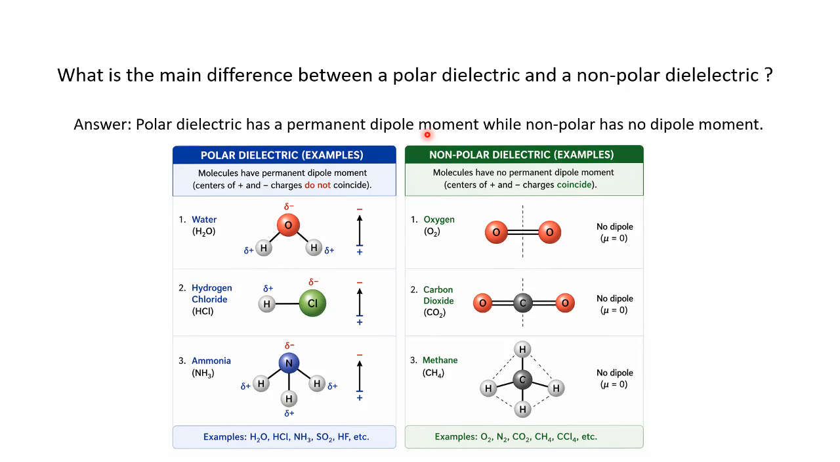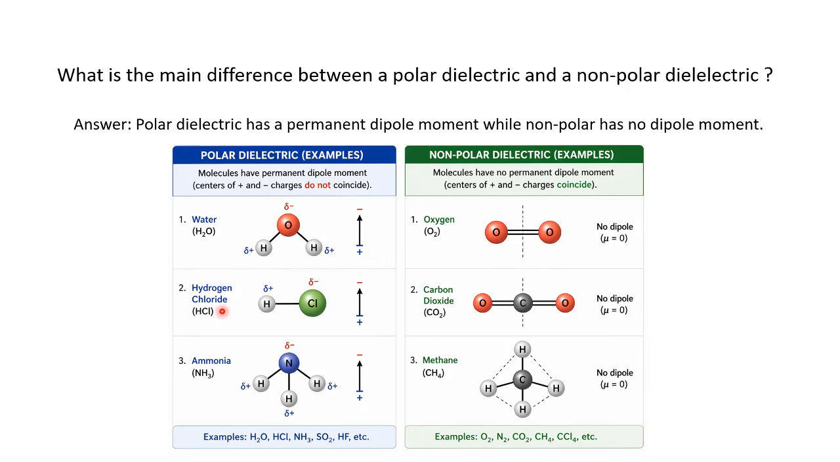Moving to the next question, what is the difference between a polar dielectric and a non-polar dielectric? The answer is that a polar dielectric possesses a permanent dipole moment, whereas the non-polar dielectric does not possess a permanent dipole moment. A dipole moment arises when the centers of positive and negative charge do not coincide, or we can say they are separated by a distance.